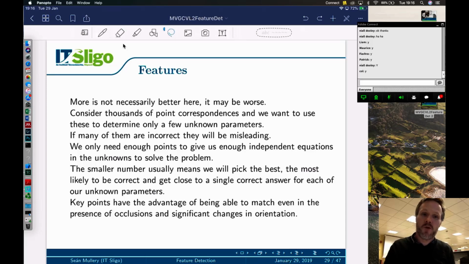Now, obviously, if you only take a few points and you get outliers in those few points, you're in big trouble. But the idea would be that we have some mechanism to tell what's a good feature, and we only take the top X number of features that we want. So we only need enough points to give us enough independent equations in the unknowns to solve the problem. The small number usually means we will pick the best, the most likely to be correct, and get close to a single correct answer for each of our unknown parameters. Key points have the advantage of being able to match even in the presence of occlusions and significant changes in orientation, which is hopefully what we're going to try and find.